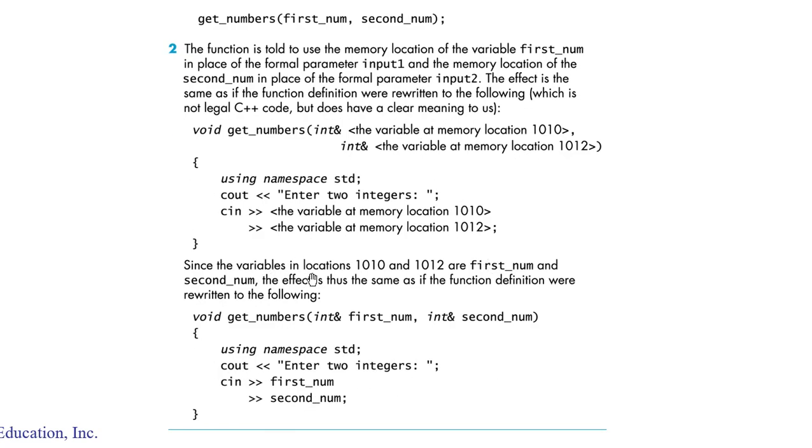Since the variables in these memory address locations are first num and second num, the effect is the same if the function definition were written this way. Whatever we do with these variables used as arguments, since they are marked as call by reference parameters by the following functions, any change will be reflected all throughout our program wherever these variables are visible. Next.